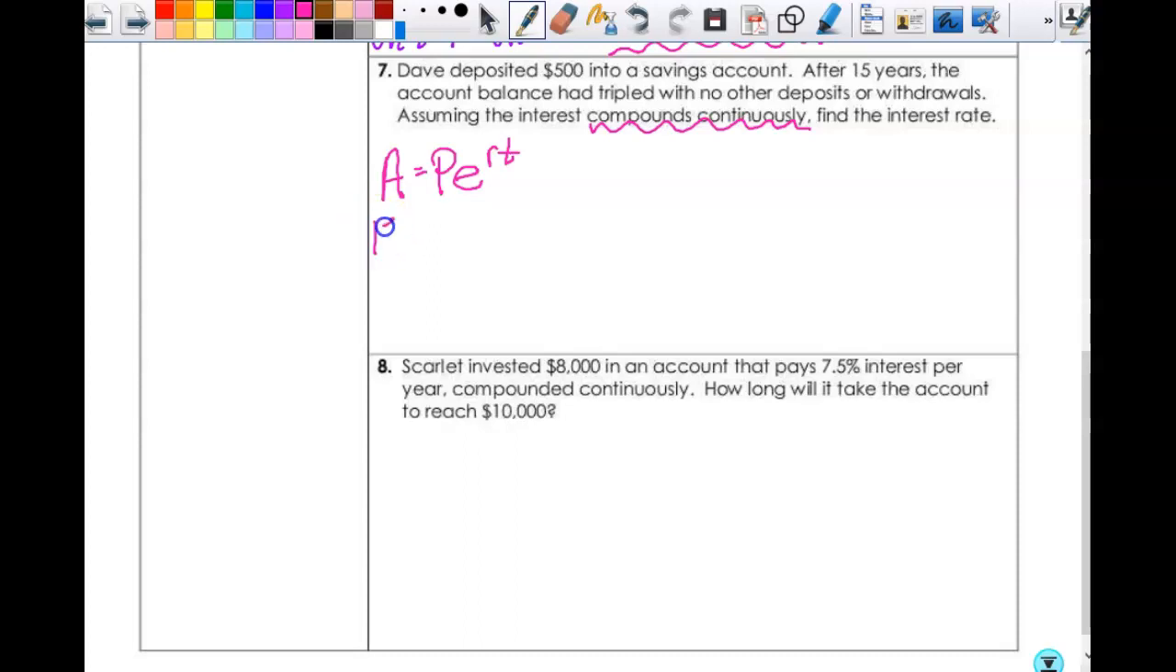1,500. Because it tripled. That's equal to the initial, which is 500, times e to the, I'm looking for the rate, the time is 15, so 15 times r. All right, you go ahead and work on finishing that up while I hand out the assignment.